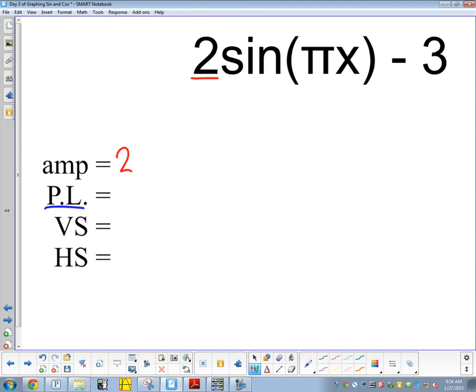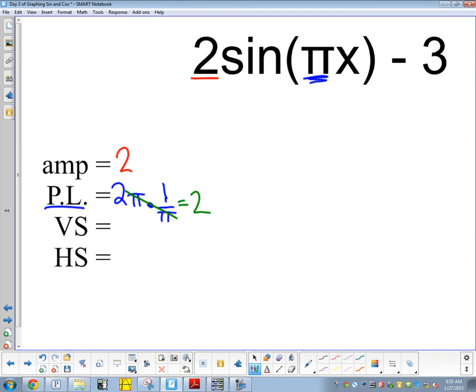So if we're doing period length here, Jaden, what do we start with? Start with 2 pi always. Is it going to change here? Yeah, why is it going to change? There's something in front of her x. So she said pi. So what am I going to do with that pi? Flip it. Multiply by the reciprocal. So she's going to multiply by 1 over pi. And then what can you do? Cancel the pi's. So her period length is just going to be 2.